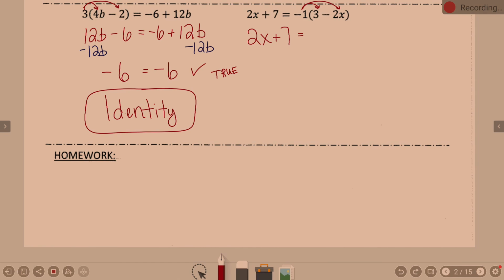On the right, what happens when you multiply by -1? It stays negative. Well, your signs will flip, right? If I take a +3 and multiply by -1, it becomes -3. If I take -2x and multiply by -1, it becomes +2x.